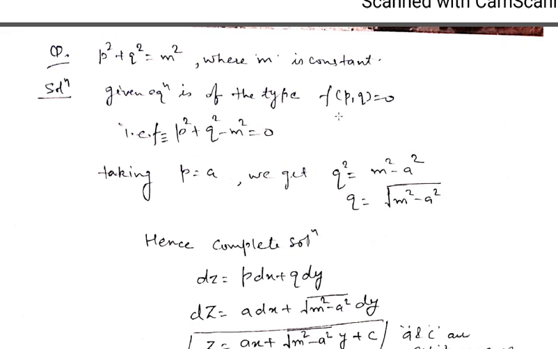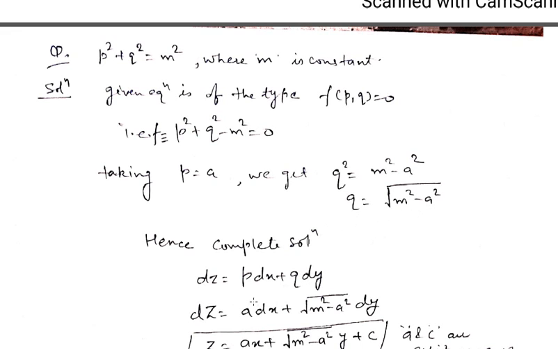So we will assume p equals a and q equals b, where b is a function of a, which we can find from F of p, q equals 0. So taking p equals a, putting p equals a in the given equation, which is p square plus q square minus m square equals 0, from here we get q square equals m square minus a square. So q equals square root of m square minus a square.